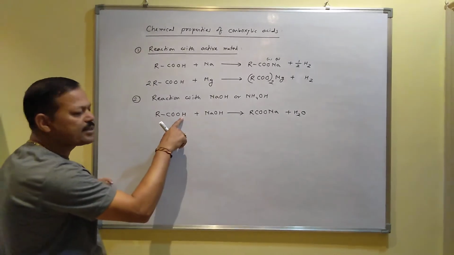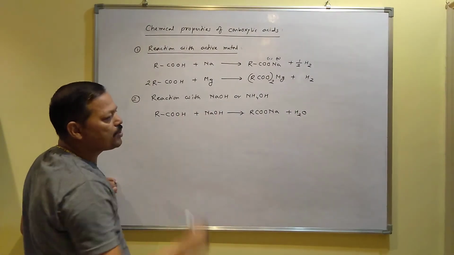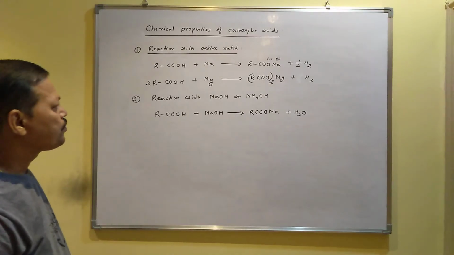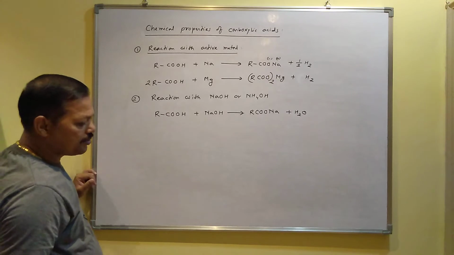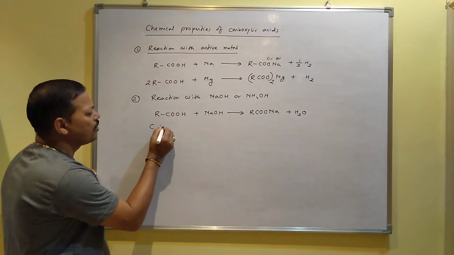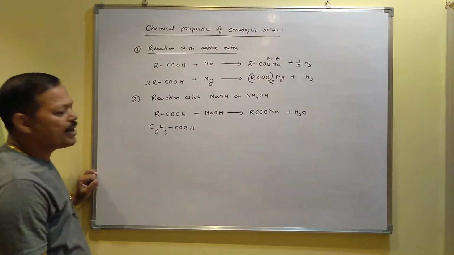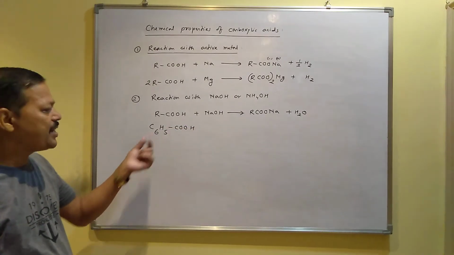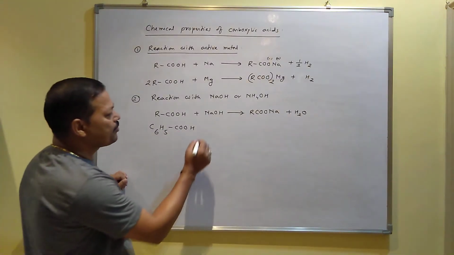As you know, acid releases H plus ion, base releases OH minus ion. The OH minus ion combines with H plus ion, it produces water. So when an acid base reaction takes place, always you will get salt and water. Similarly, we take one example. This is benzoic acid. C6H5 means the benzene ring. When the benzene ring contains a COOH group, it is called benzoic acid.